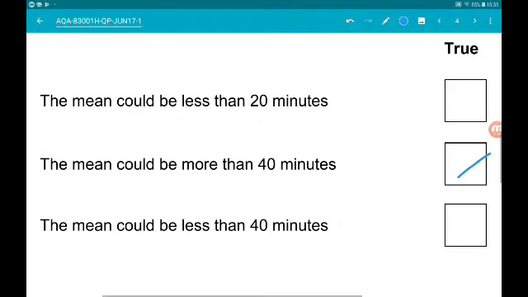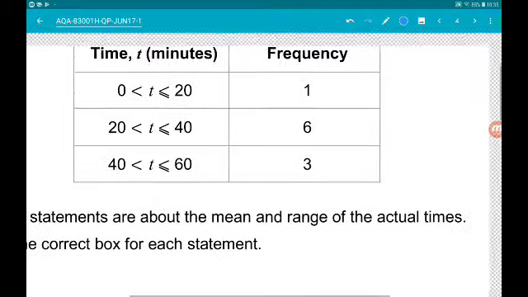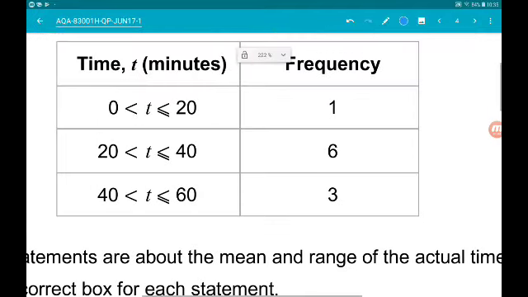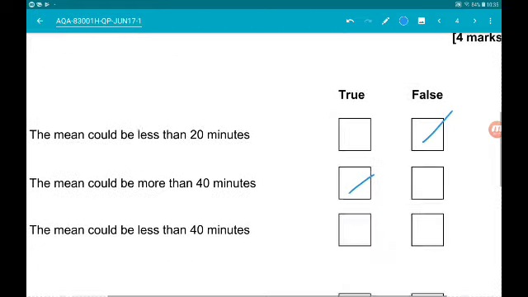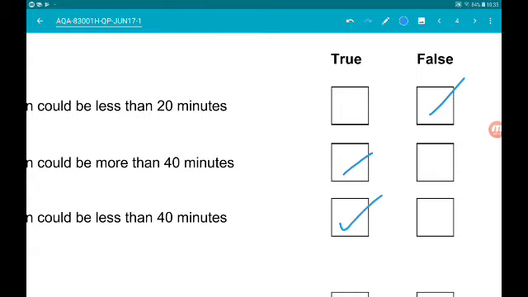And then we got the mean could be less than 40 minutes. So let's think about the other extreme. Matey boy in the first row could have just taken 1 minute to complete the task. The 6 in the second row could have taken 21 minutes to complete the task. And the 3 in the third row could have taken 41 minutes to complete the task. So, like that, the mean could definitely be less than 40 minutes. So that's true.